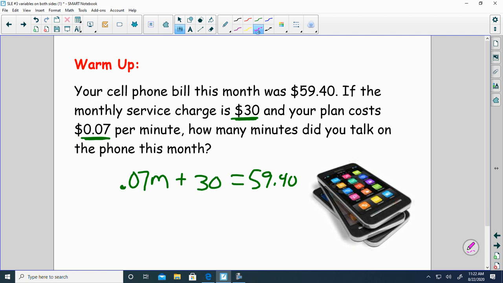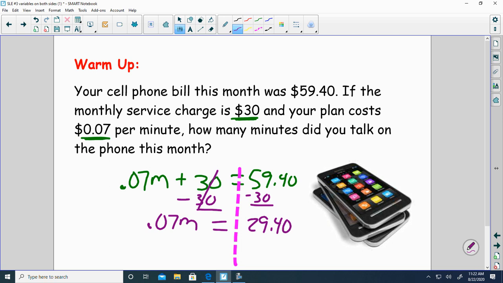So on this particular problem, remember, if we do the equal sign as that dotted line all the way down, if I subtract 30 from both sides, I get 0.07m is equal to $29.40 if we do that math. And then I need to bring out my calculator because I'm going to divide each side by 0.07. So let me pause the video for a moment.